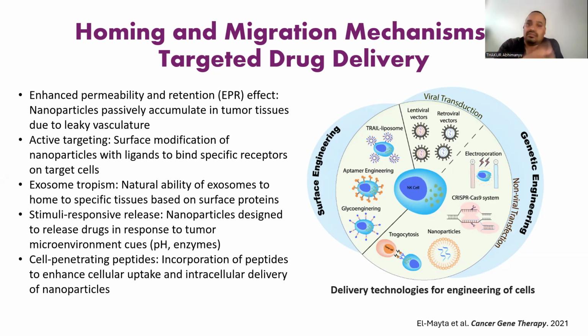Another example is exosomes. They exhibit intrinsic tropism through their surface proteins that facilitates natural homing to the particular site where cancer cells are present in the tumor microenvironment. And stimuli-responsive nanoparticles harness the tumor microenvironment's distinctive characteristics, such as acidic pH or elevated enzyme levels, to trigger localized drug release.